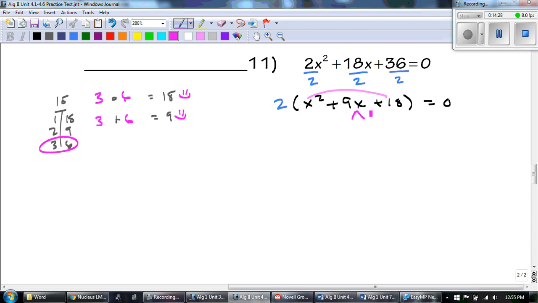Okay. So just like before, I'm going to drop this 2, and that's going to go with my binomials that are equal to 0. But we have x squared plus 3x plus 6x plus 18. Go ahead and pause the video and see if you can factor those out. Good luck.